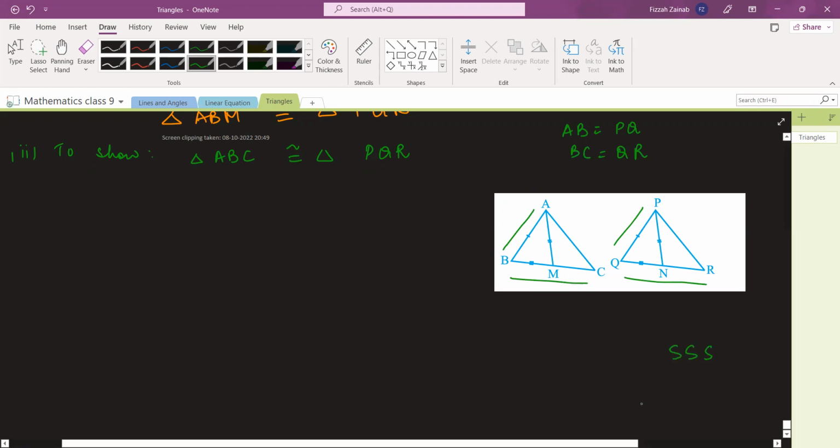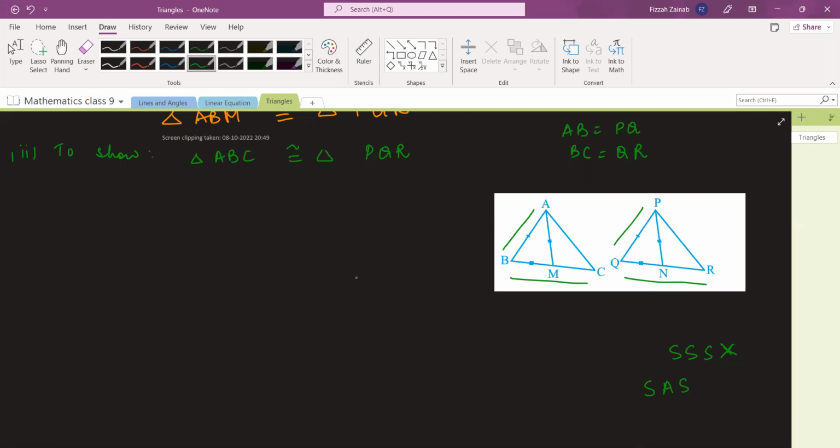Now, can I show AC is equal to PR? But nothing is given about AC and PR, right? So I cannot use SSS here. I have to think of some angle now. So when we have two sides, what is the criteria which is remaining? It is SAS, isn't it? So think of some angle which we can show.